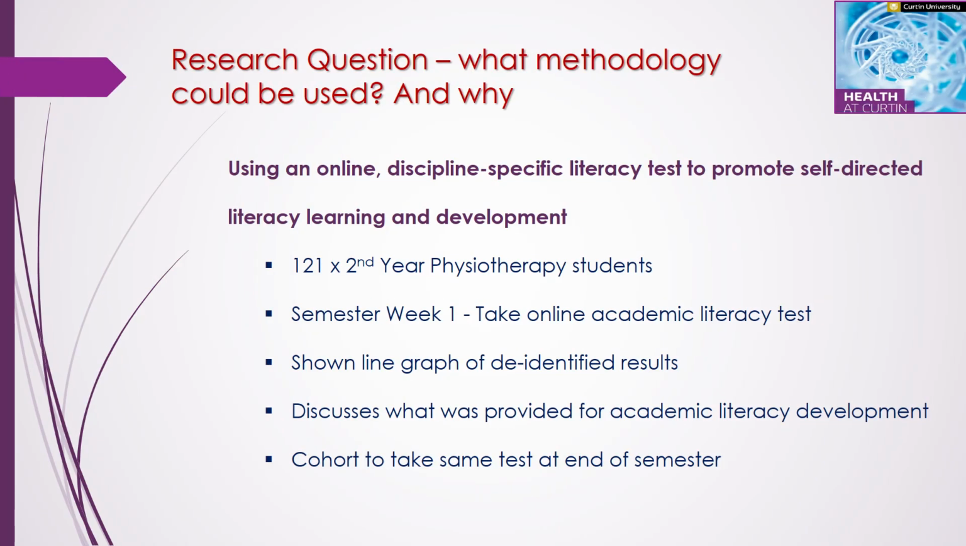An example research question: using an online, discipline-specific literacy test to promote self-directed literacy learning and development among 121 second-year physiotherapy students. In Week 1, students take an online academic literacy test, are shown a line graph of de-identified results, discuss academic literacy development, and the cohort takes the same test at semester's end.